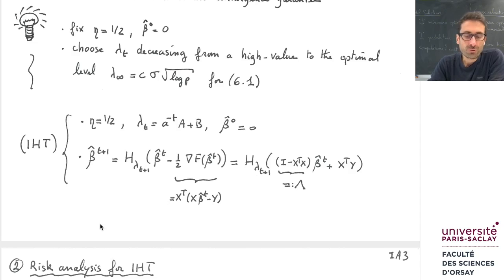So what we want to do is to analyze the risk of this iterative hard-thresholding estimator. What we will see is that under some conditions on the parameter lambda t, so conditions on small a, capital A and B, and also some condition on lambda, this estimator estimates beta star at the minimax rate.